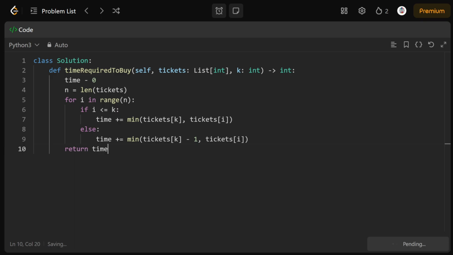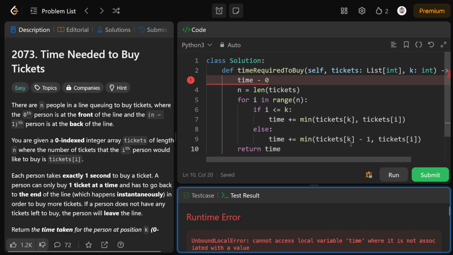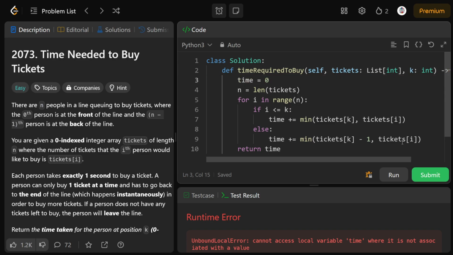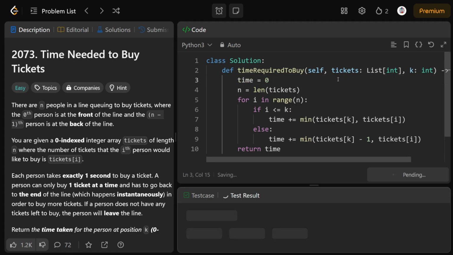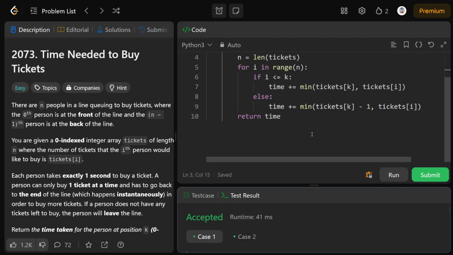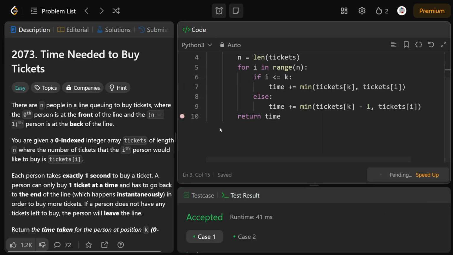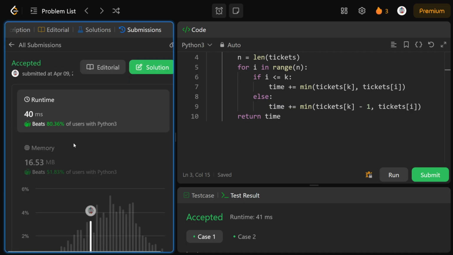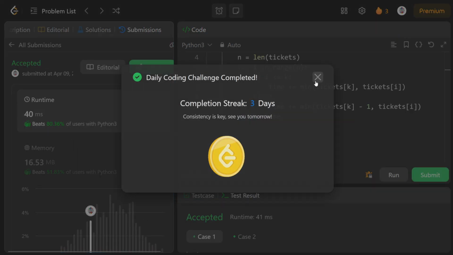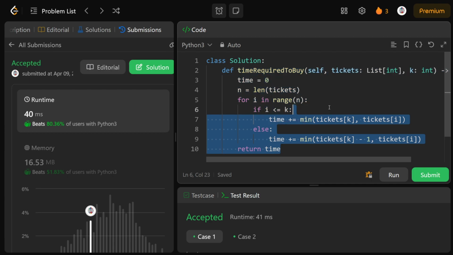Let me see if it is working fine or not. This time it throws an error. Oh, okay, time is initialized to 0, not minus. So I'll compile my code again. If you see, this got accepted, I'll submit my code. Yeah, this worked, and we have done this in linear time, in order of n, without taking any extra space.